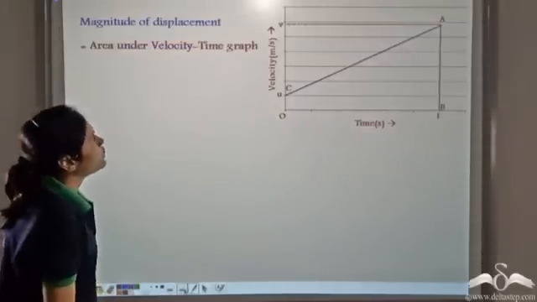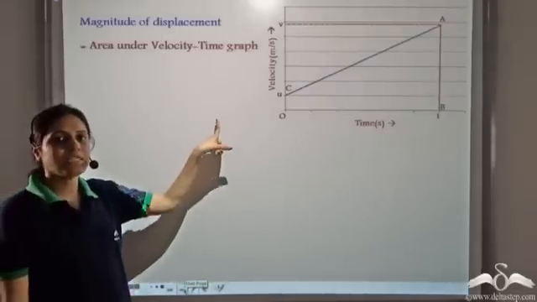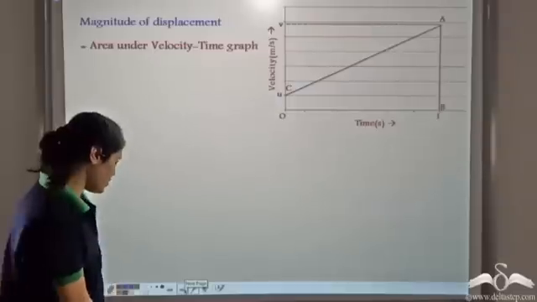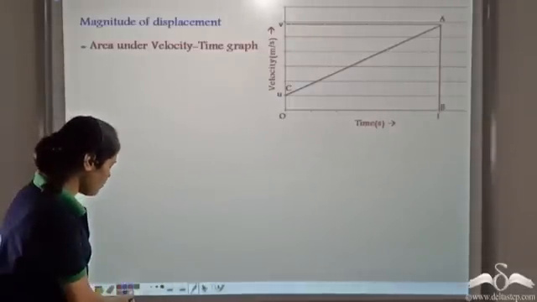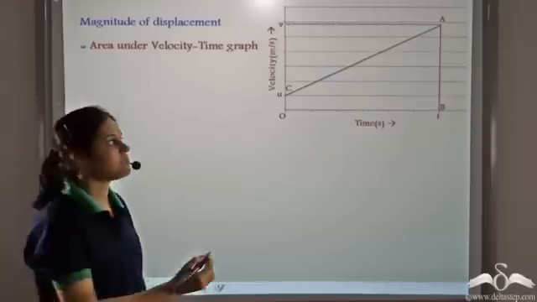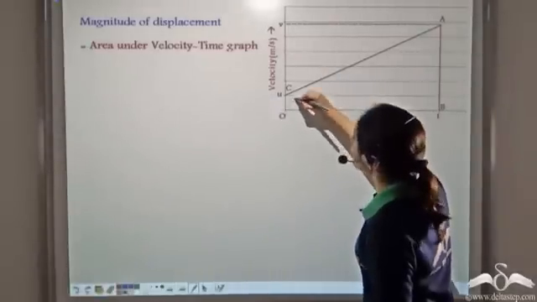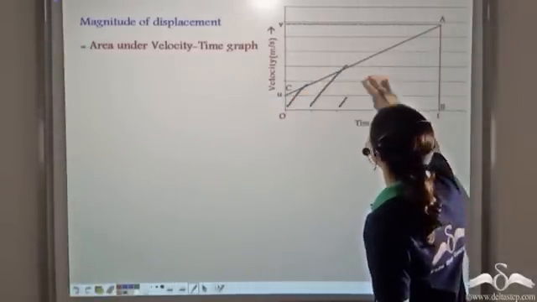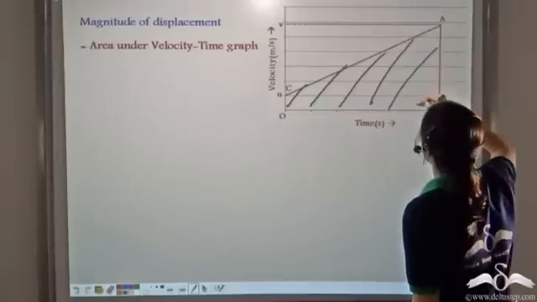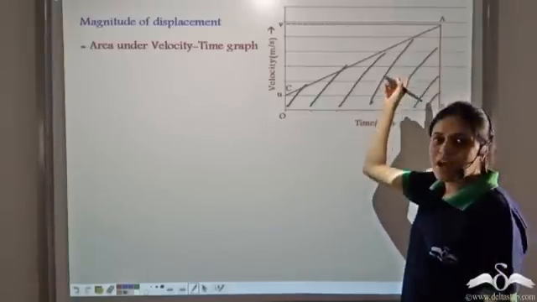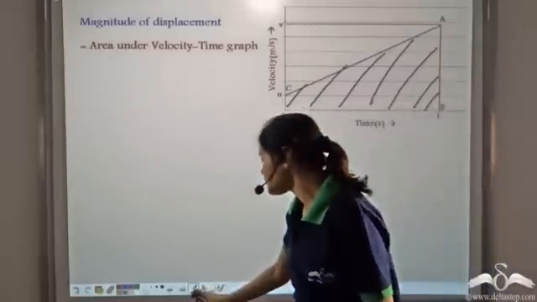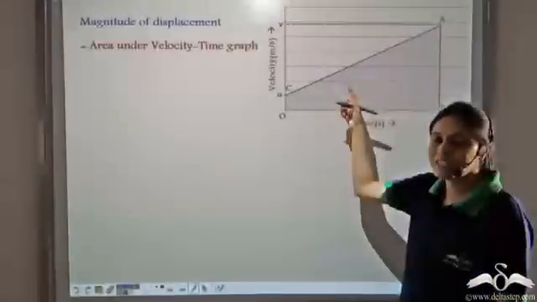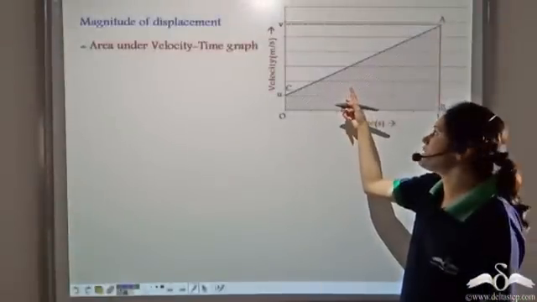Now we know that magnitude of displacement is equal to area under the velocity time graph. So we can use this velocity time graph to calculate the magnitude of displacement. What will be the area under this graph? This is the area under the velocity time graph. And this area gives us the magnitude of displacement.